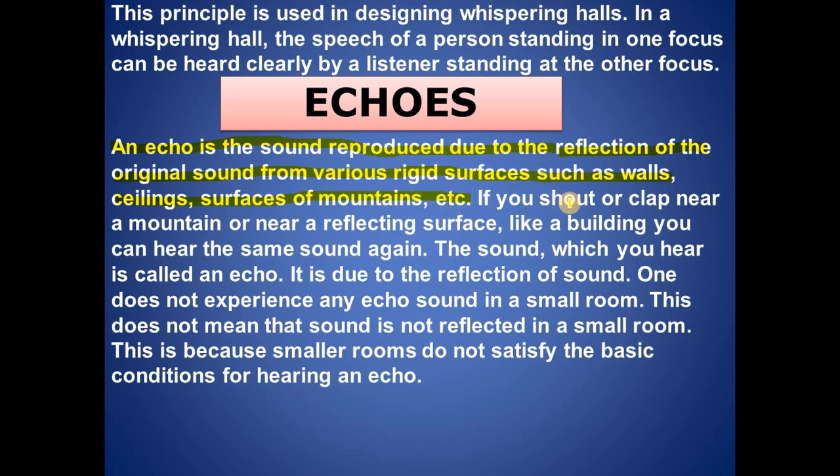If you shout or clap near a mountain or near a reflecting surface like a building, what happens? You can hear the same sound again. The sound which you hear is called an echo. It is due to the reflection of sound.